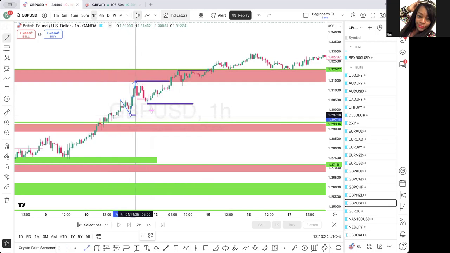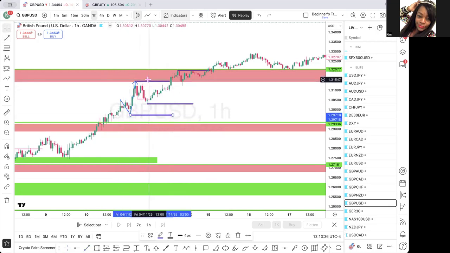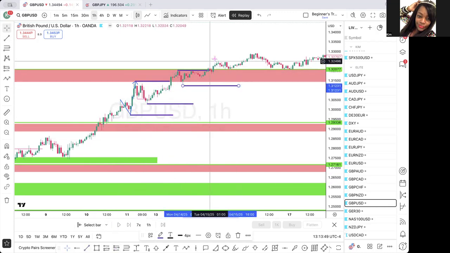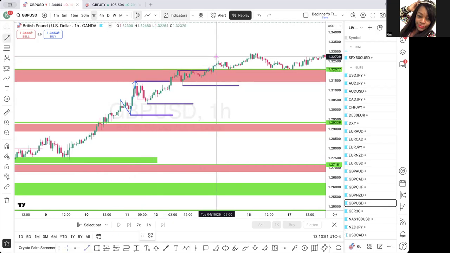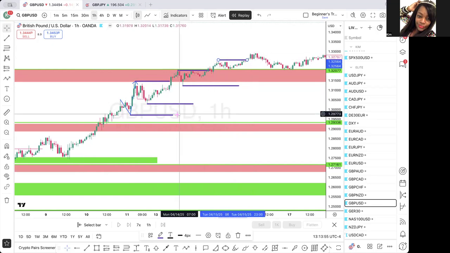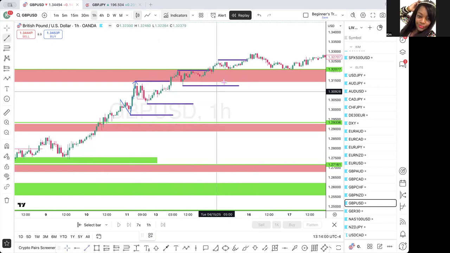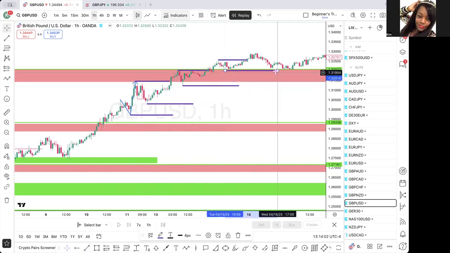This was your swing low. That was your swing high. Price pulled back, broke structure. Now this is your swing low. This is your swing high. Price broke structure. Excuse me. Now this is your swing low. This is your swing high. Price broke structure, right? So now this is your swing low. This is your swing high.